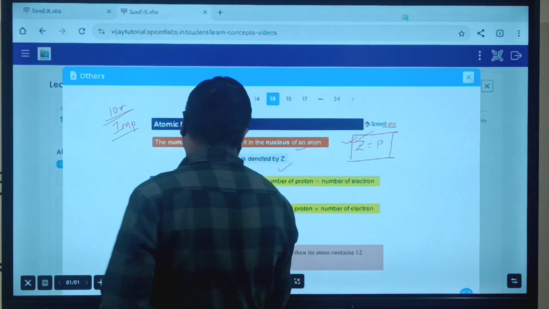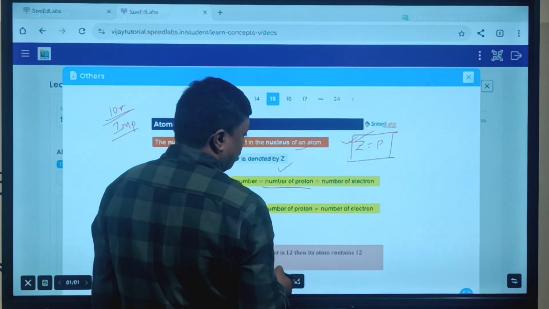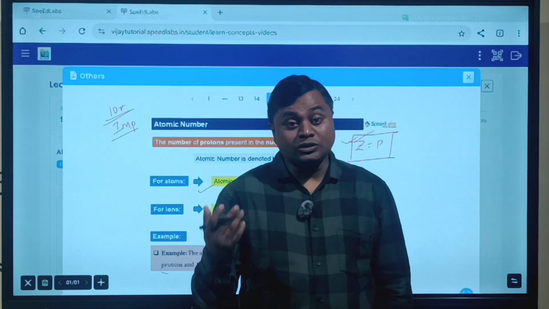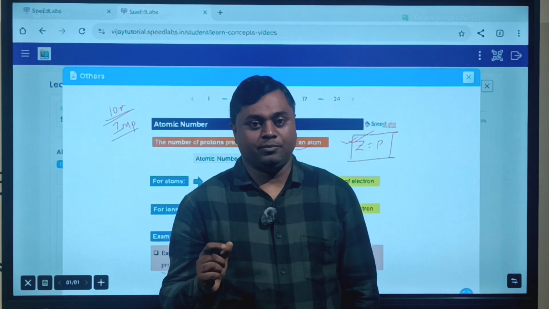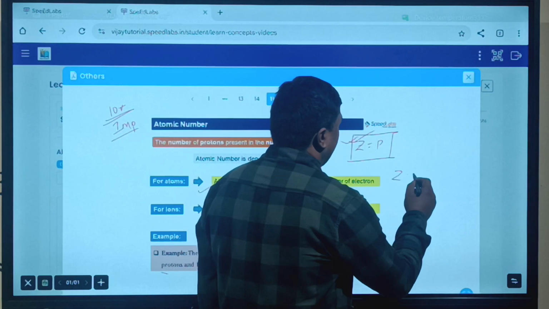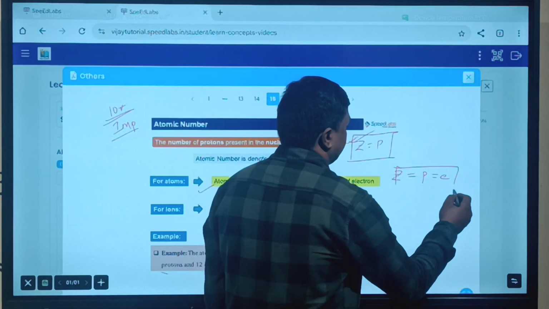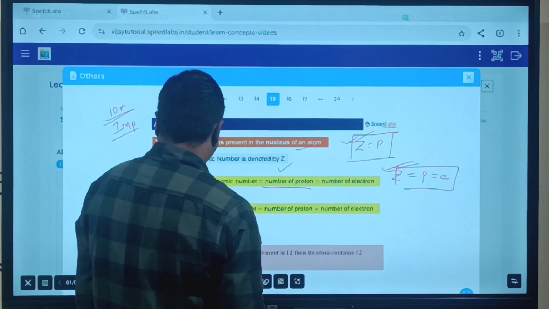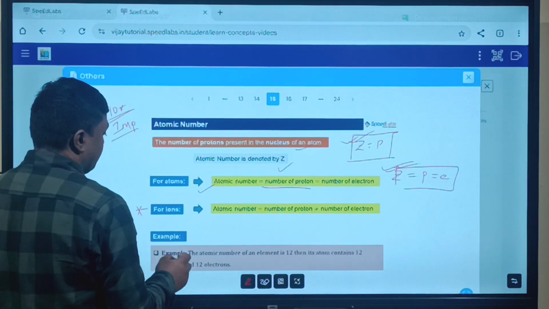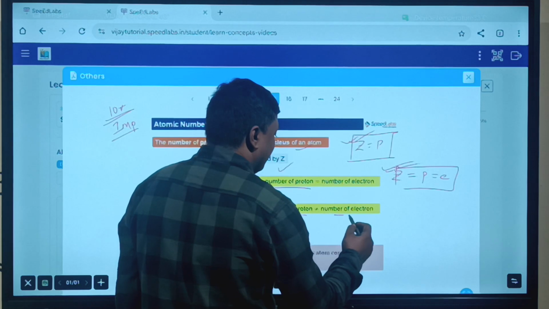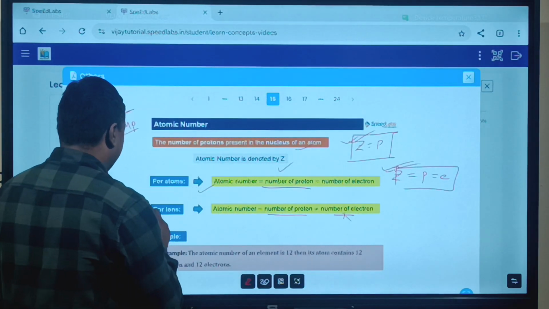For an atom, the atomic number is equal to the number of protons, or we can say, children, the number of electrons present outside the nucleus of a neutral atom. So for a neutral atom, Z, the atomic number, is equal to P, which is equal to E. Next concept: for ions, the atomic number is equal to the number of protons but not equal to the number of electrons. Very important.